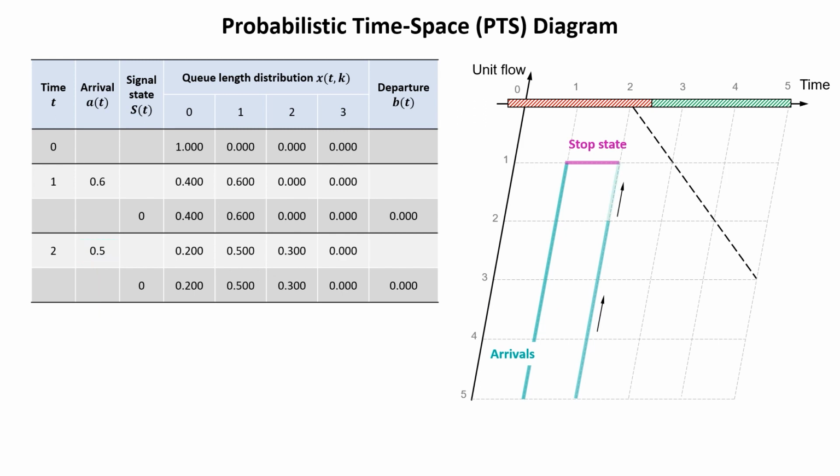In order to find the probability that this arrival will continue on and move to the first stop location, we take the product of the probability that there is no existing queue and the probability of an arrival to get 0.2. For the stop state at the end of time 2, the probability that a vehicle stops at the second location is 0.3. The probability that a vehicle stops at the first location is 0.8, which is the sum of the probabilities that the queue length is larger than or equal to 1.